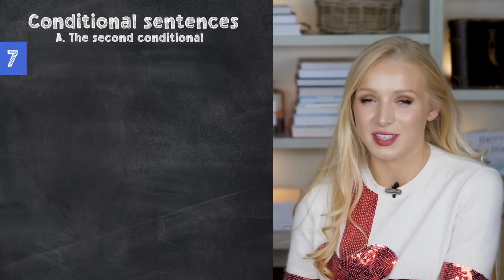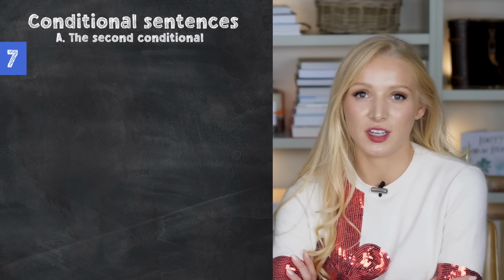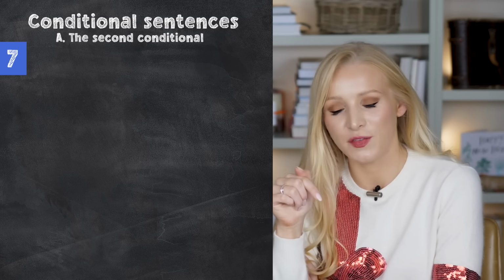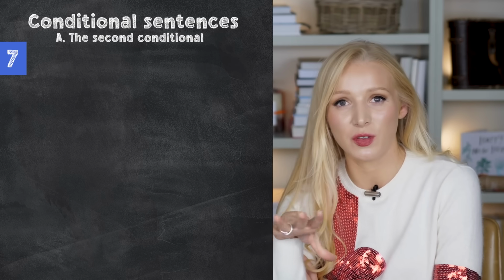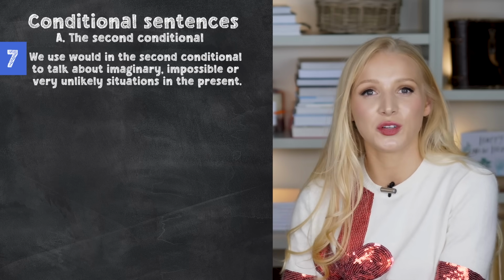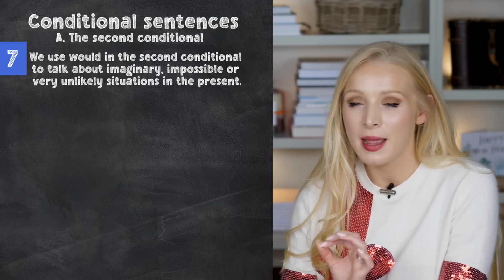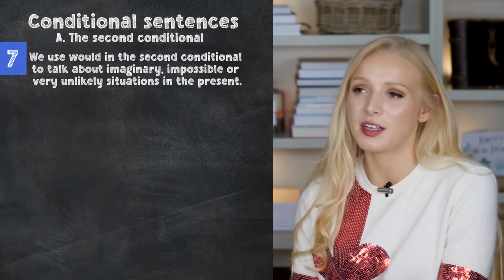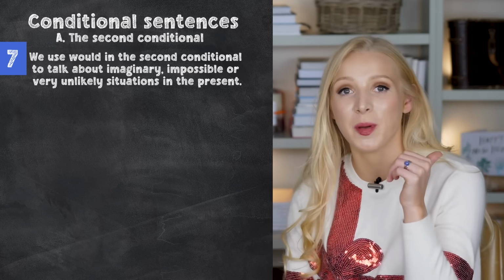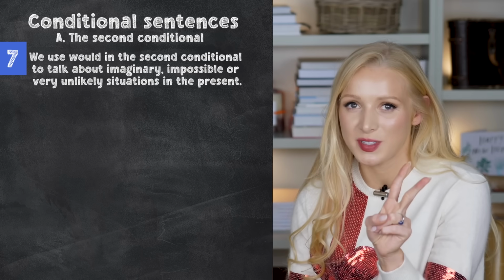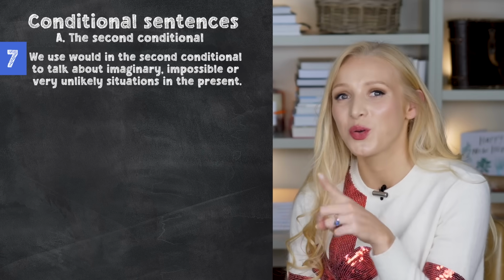Number 7, we use would in conditional sentences. I have a full video on the conditionals. We go into more detail in that video. I've left a link for you in the description box, but just as an overview, I'll go over it now relating to would. We use would in the second conditional to talk about imaginary, impossible, or very unlikely situations in the present. These are similar to the hypothetical situations that we spoke about just before, but with the second conditional, we use 2 clauses, the if clause and the would clause.